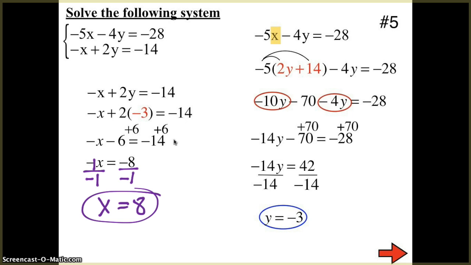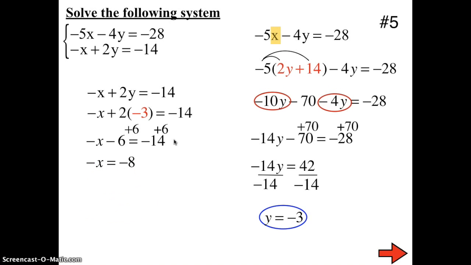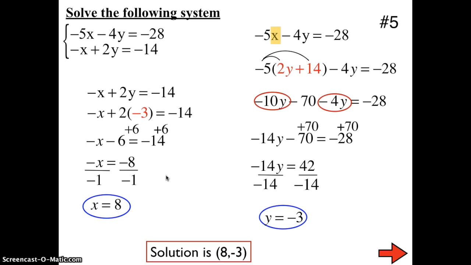Now you are finished. Please understand that your solutions need to be written as x comma y. So I would write my answer as 8 comma negative 3. Please understand that on a quiz, on your homework, on a test, it is so important that you check your work. Why? It's a method of making sure that you have the correct answer. If you're going to take all this time to work on this problem, you might as well get credit for it, right? So please check your work.